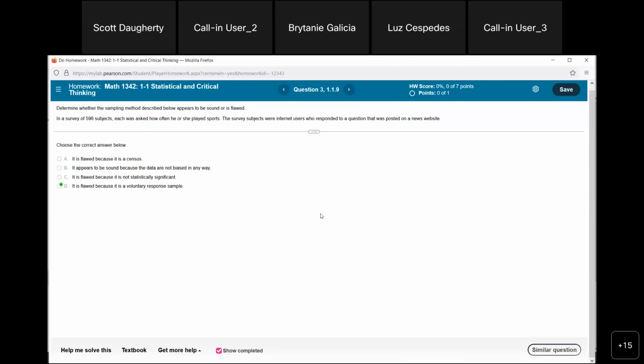So this very first problem deals with whether a study is sound or not, and it has to do with whether your sample is representative or not, or likely to be representative. And so what they did here is they surveyed 596 subjects from a larger population. So this is their sample. And they were asked how often they played sports.